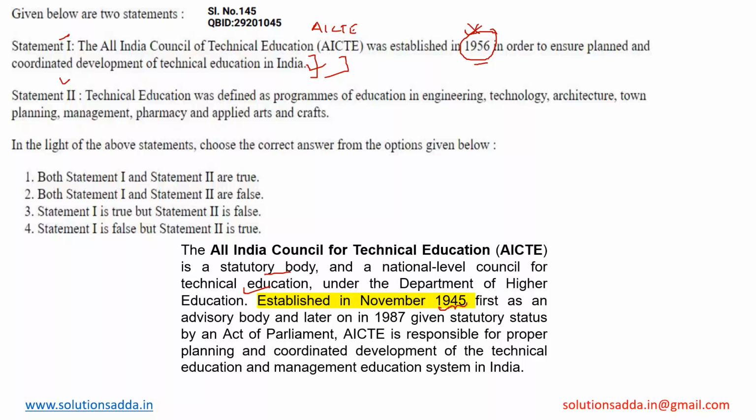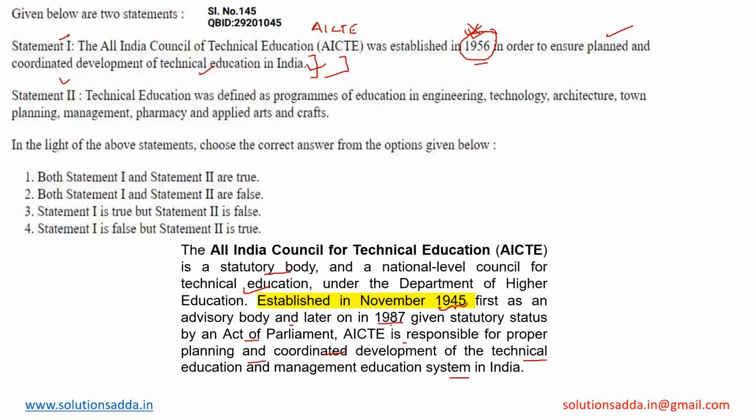First as an advisory body and later, in 1987, given statutory status by an act of parliament, AICTE is responsible for proper planning and coordinated development of the technical education and management education system in India. Yes, AICTE works in the technical education sector in India, but the year in which AICTE was established is 1945, not 1956.